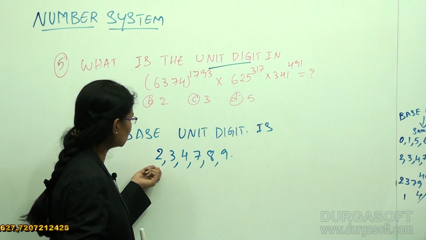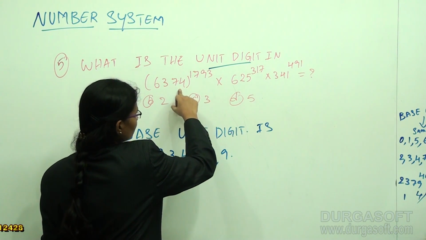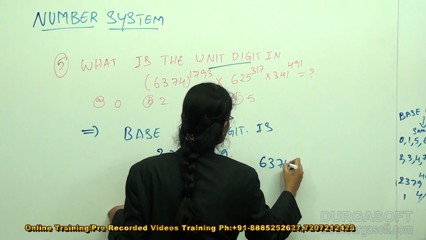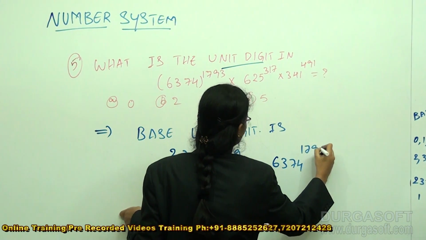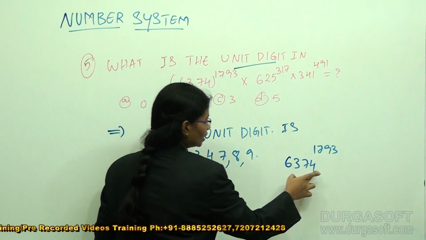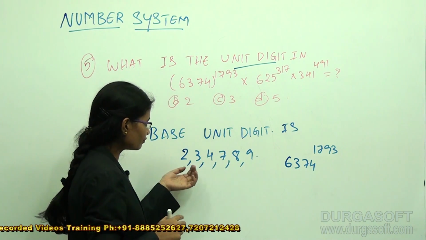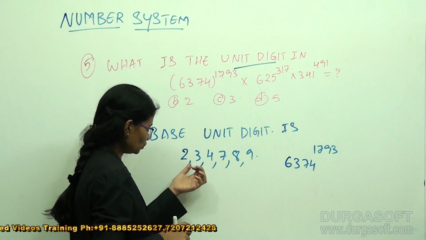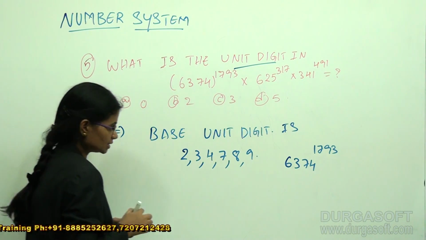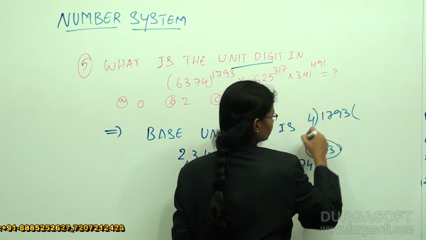So wherever in your unit place you have these values, for example in this problem we have 4 here in the unit place, right? So let's take that simple example, 6374 power 1793. Here the unit digit in the base value is 4. So wherever you have these values, maybe 2, 3, 4, 7, 8, 9, then you can follow one simple rule: just take this power 1793 and divide this with 4, right?